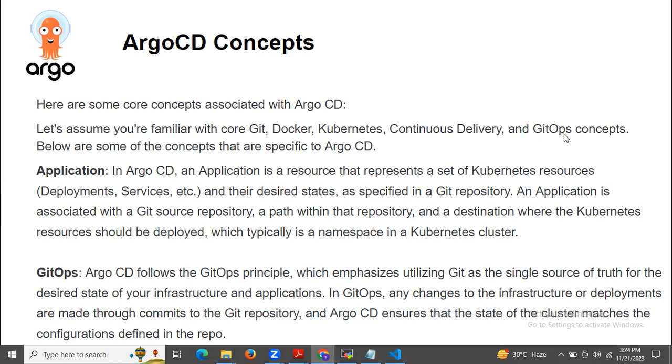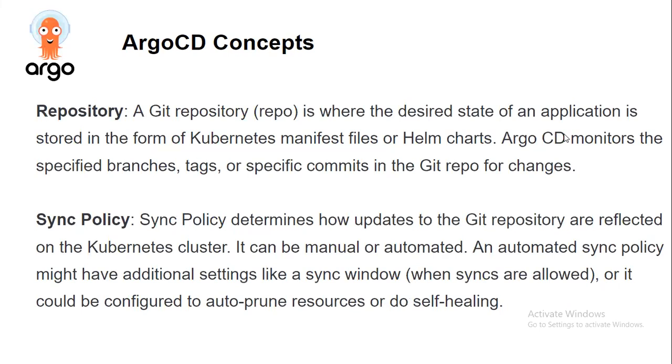The next concept is repository. So what is a repository? The Git repository contains the declarative specifications of the application managed by Argo CD, and Argo CD continuously monitors the repository for changes and ensures that the cluster state matches the declared state in the Git repository. A Git repository is where the desired state of the application is stored, in Kubernetes manifest files or in a Helm chart. Okay, Kubernetes manifest file or Helm chart. Then Argo CD monitors the specified branches, tags, or specific commits in a Git repository for changes.